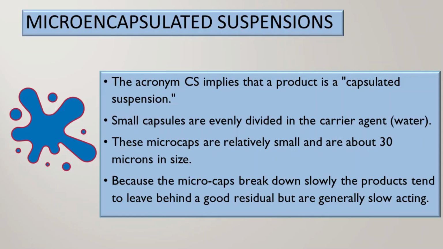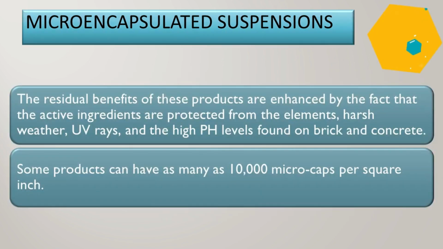Microencapsulated suspensions. The acronym CS implies that a product is a capsule suspension. Small capsules are evenly divided in the carrier agent, water. These microcaps are relatively small and are about 30 microns in size. Because the microcaps break down slowly, the products tend to leave behind a good residual, but are generally slow-acting.